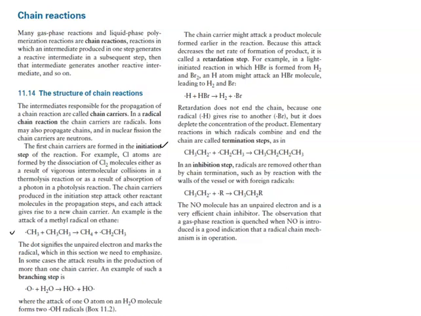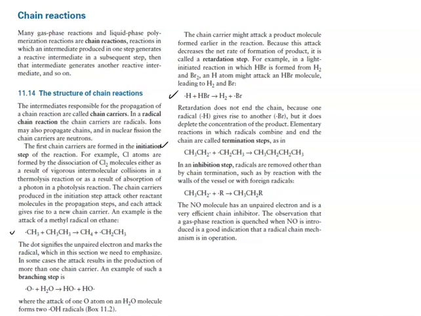The chain carrier might attack a product molecule formed earlier in this reaction. Because this attack decreases the net rate of formation of product, it's called a retardation step. For example, in a light-initiated reaction in which HBr is formed from H2 and Br2, a hydrogen atom might attack a hydrobromic acid molecule leading to H2 and Br, as shown below here. Or we have our hydrogen radical interacting with HBr, leading to the formation of a bromine radical.